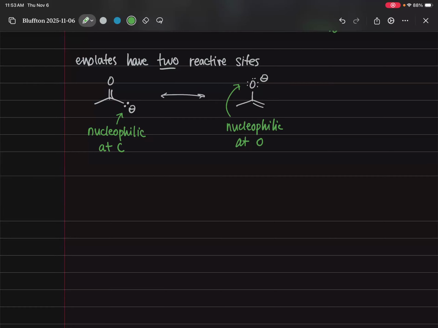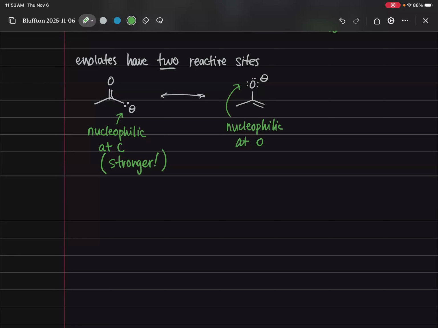Less stable: carbon. Oxygen's more electronegative, so it's more okay with that negative charge. That means that this molecule is a bit more stable, this resonance structure, same molecule. This resonance structure is lower in energy. This one is higher in energy, so this one is more reactive. So an enolate is most likely going to react at the alpha carbon.